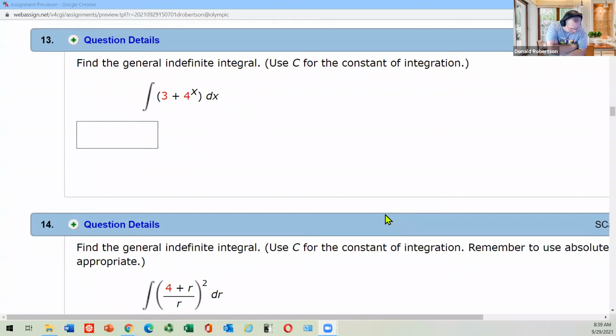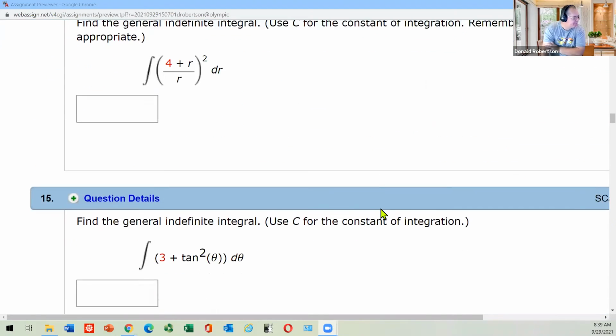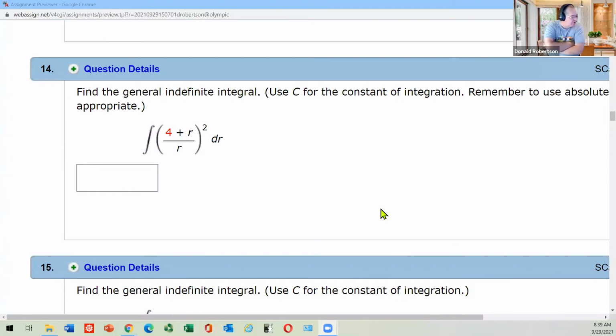This will test your memory. What's the antiderivative of 4 to the power of x? 3x plus 4 to the x divided by the natural log of 4. Yep, you nailed it. Okay, don't want the answer. Just tell me how you would approach this. What would you do algebraically in 14?